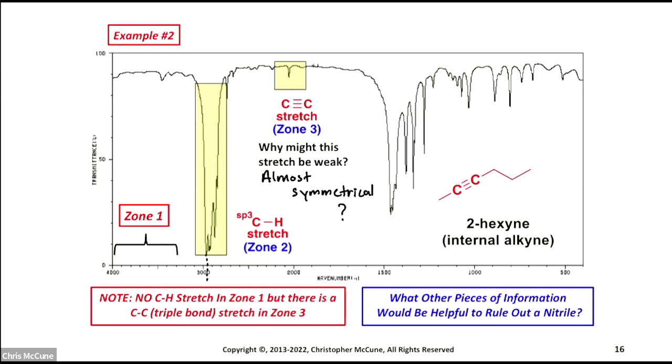Okay, once again, what other pieces of information would be helpful to rule out a nitrile? For example, a molecular formula, a mass spec, or even an NMR would have been helpful, I think, to rule that out. So again, the IR is good at giving you a little bit of information, but it's not great at giving you the entire structure. Here, I've given it to you. Or if you think you know what the structure is, that might be helpful.